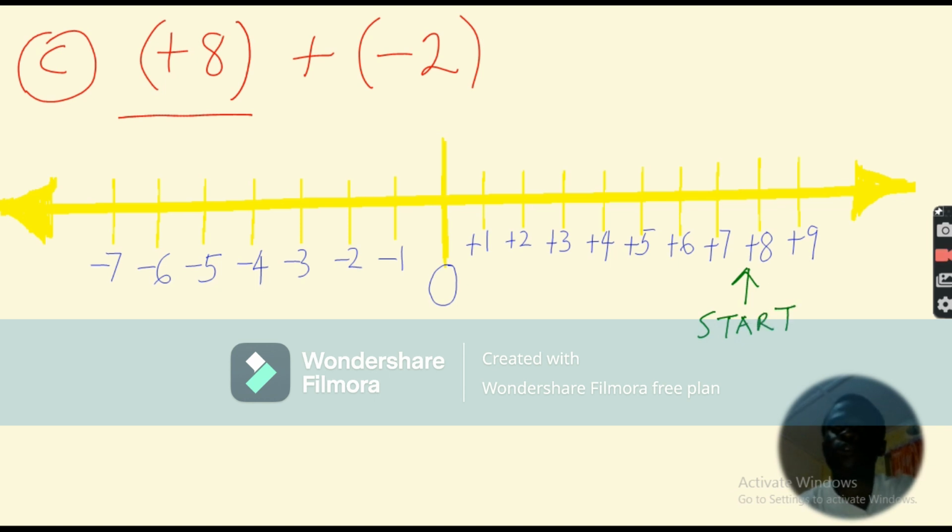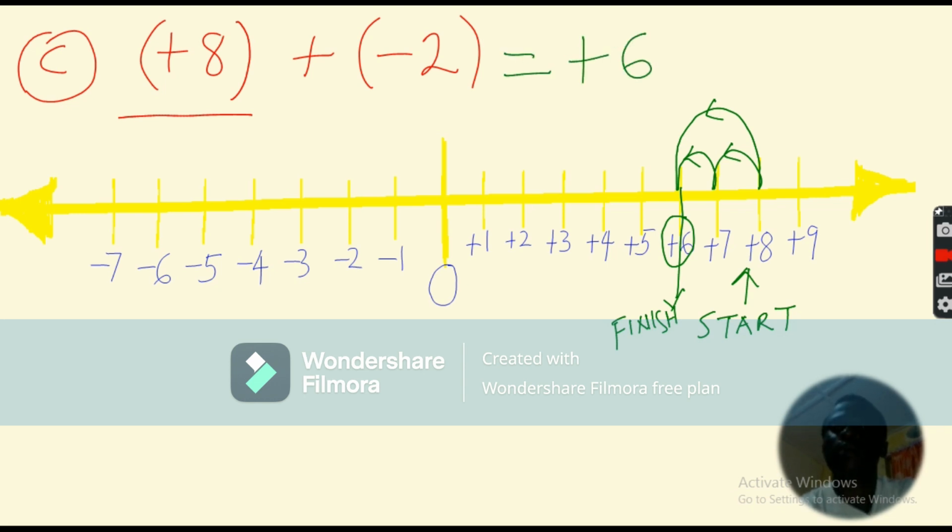Then I'm going to the left 2 times. That is 1 and 2. Joining everything together is like you have done this. And then you're going to stop here. You're going to write finish. The number on which you are stopping is +6. And that gives the overall answer +6.